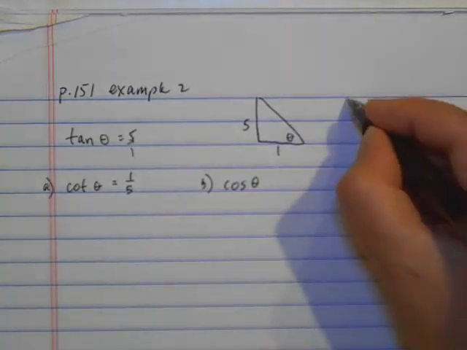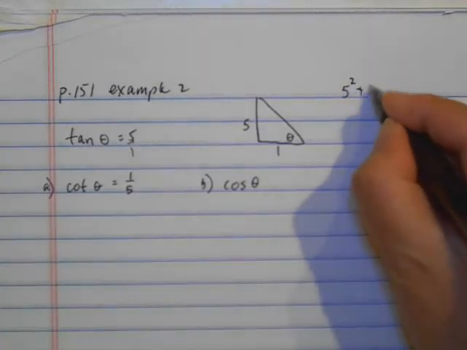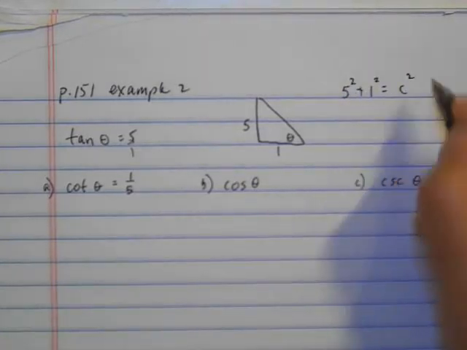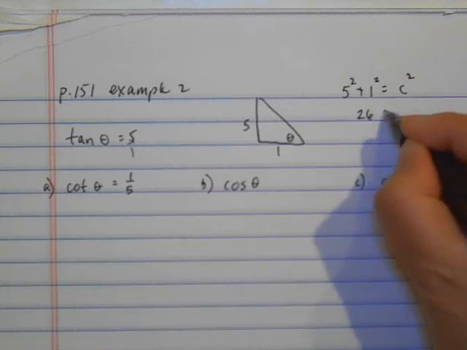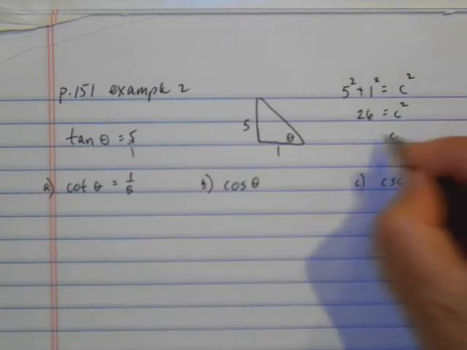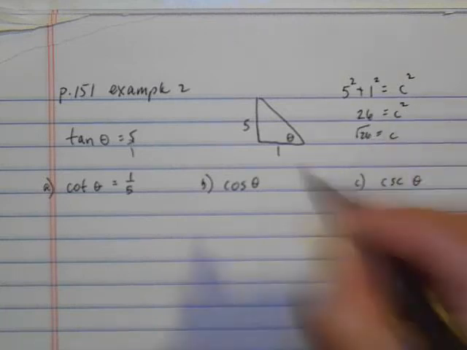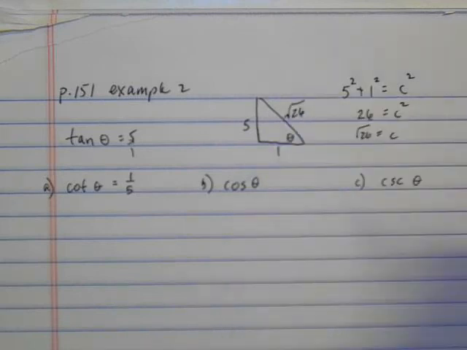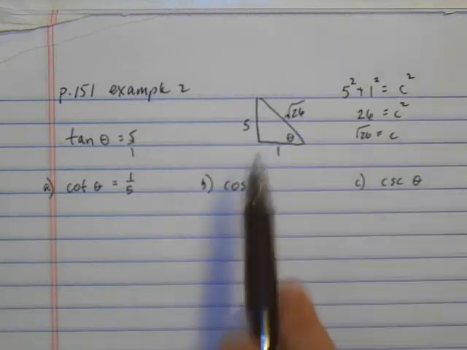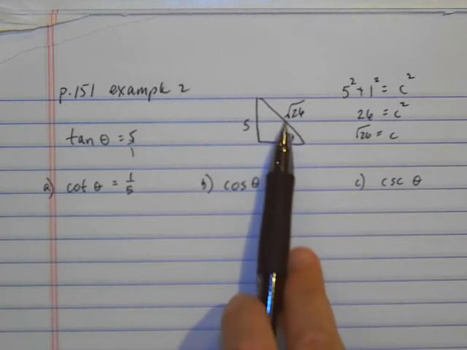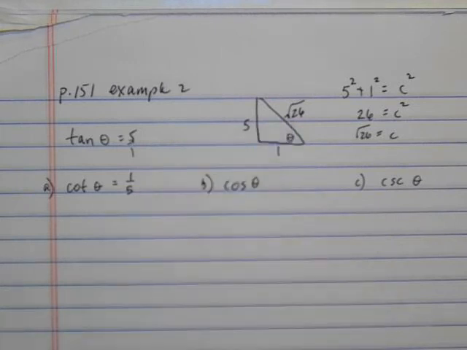So I'm going to use the Pythagorean theorem to see if I can't find the hypotenuse. So the hypotenuse is the square root of 26. And that would make sense because this has got to be a little bit bigger than 5 because it's got to be longer than 5. So the hypotenuse is the square root of 26.